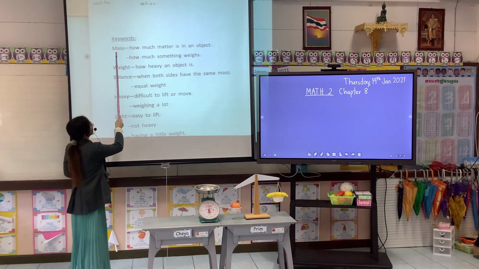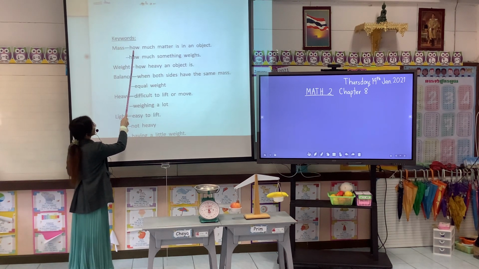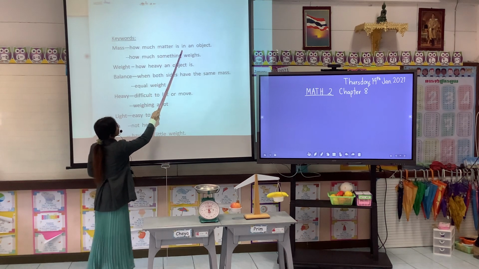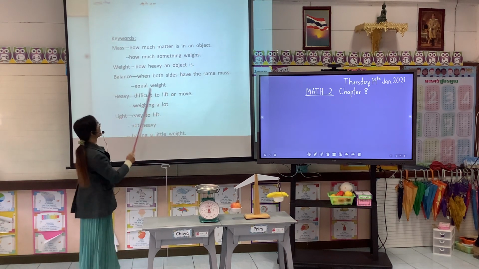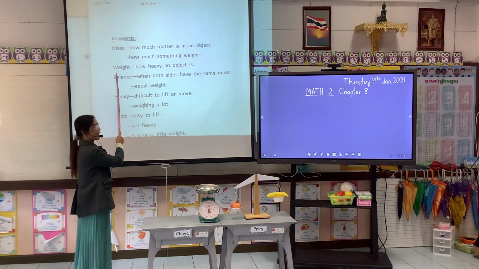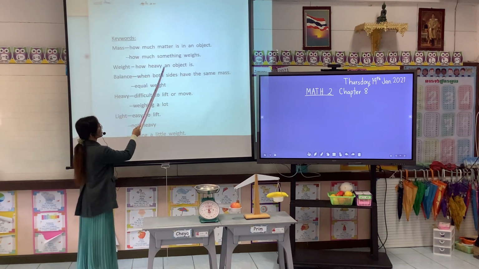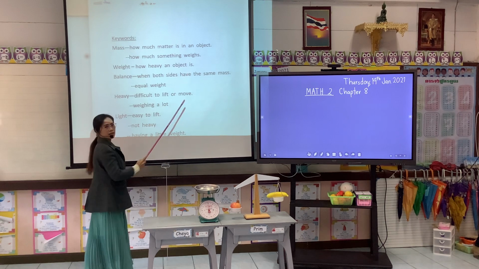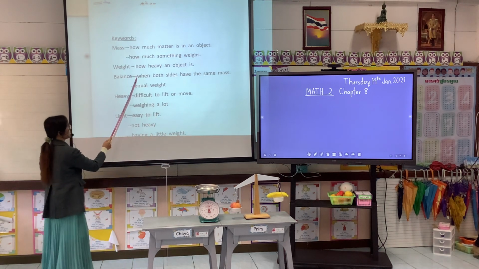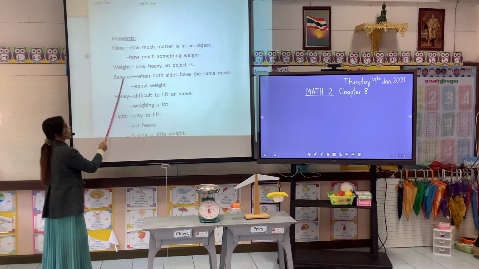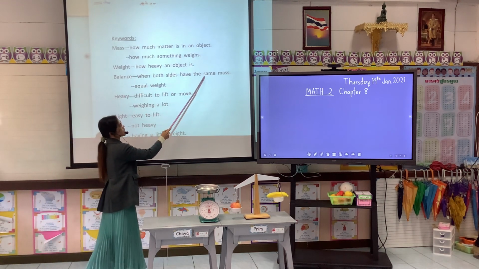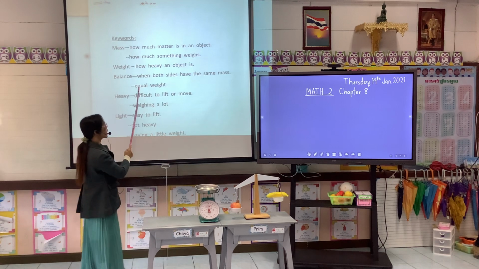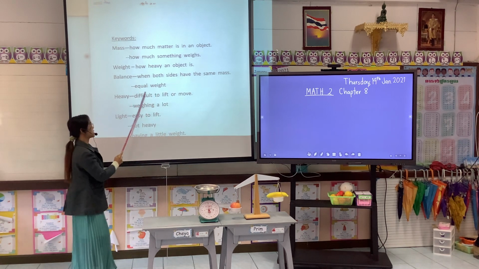The first one, mass. Mass is how much matter is in an object, how much something weighs. The next one, weight. Weight is how heavy an object is. Balance is when both sides have the same mass or equal weight.